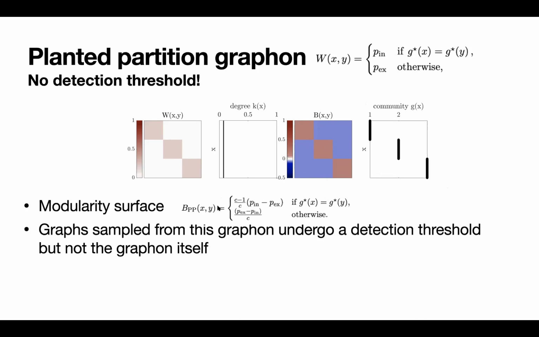And since the modularity surface is always positive inside of the planted communities, but negative across, there's no detection threshold. So this means as long as P internal is greater than P external, we're always going to exactly recover the planted partitions in this graphon. However, as many of you might be aware, there is a detection threshold if you have a graph sampled from the planted partition model. So while the sampled graphs will undergo a detection threshold, the graphon itself will not undergo the threshold.